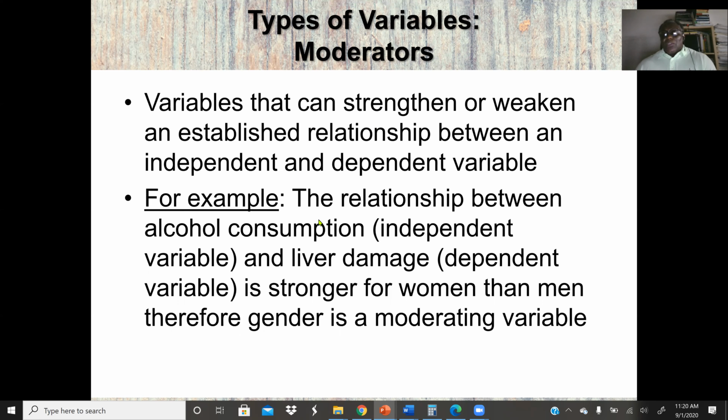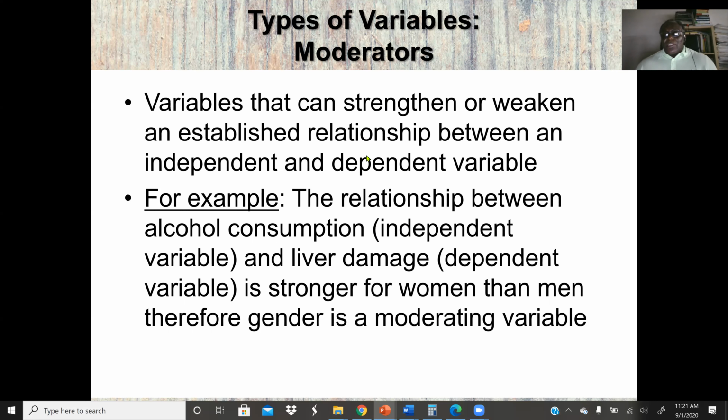Let's see the example they gave you. They said the relationship between alcohol consumption, which is the independent variable, and liver damage, the dependent variable, is stronger for women than men. Therefore, if it's stronger for women than men, we have a moderator, and the moderator will be gender. Because if I'm a woman, it goes higher; if I'm a man, lower. So this variable, gender, will be the moderator.